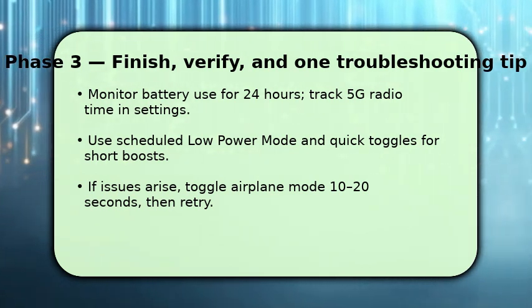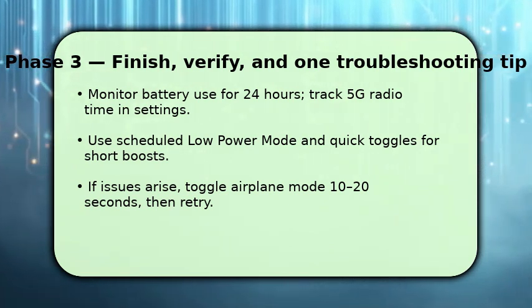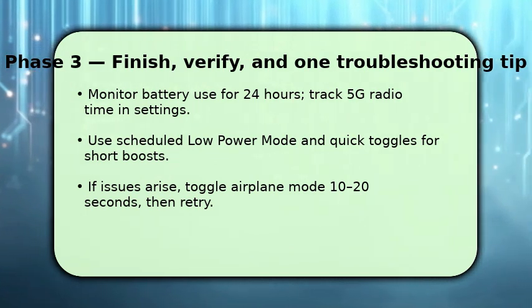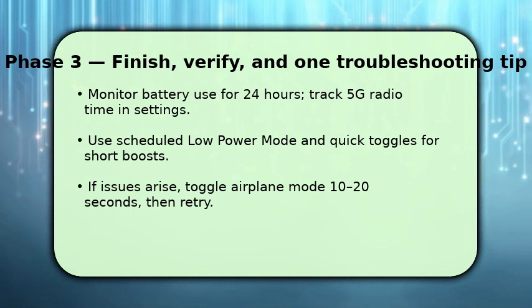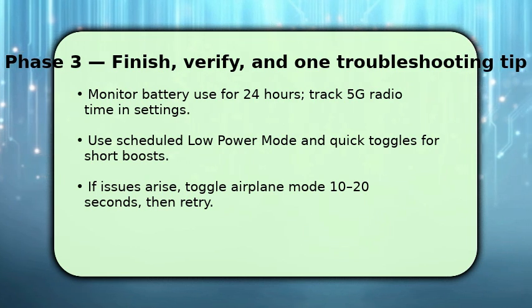Schedule low power mode during predictable downtimes and use quick control center toggles to disable 5G when you need maximum endurance. If performance or connectivity problems occur, try the simple recovery move. Toggle airplane mode for 10 to 20 seconds, then restart the radio. This clears stuck network states.